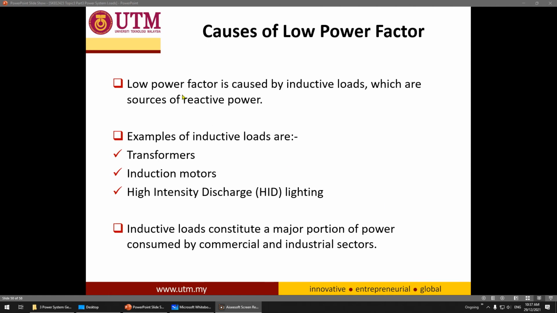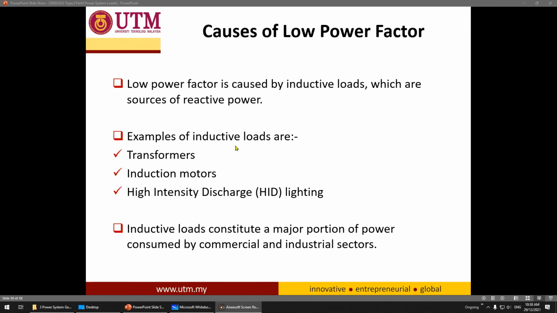Low power factor is caused by inductive loads, which are the source of reactive power. Basically, the motors in industry are inductive loads. That's why you have to do power factor correction. Remember, recall power factor correction in your assignment 1. The function of power factor correction is just to increase the power factor.